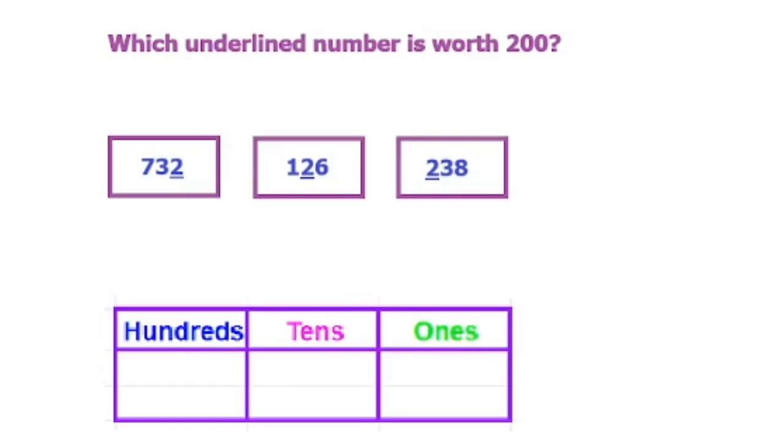And then if we look finally at this number, 238, this 2 is in the hundreds column, and it's worth 200. So this is the one that is worth 200. So let's write it in. So 2, and let's underline it, and then we have the 3, and then we have the 8. So 238 is the number that has the 2 that is worth 200.